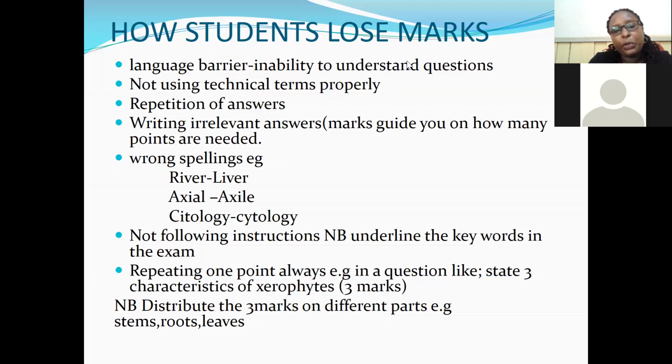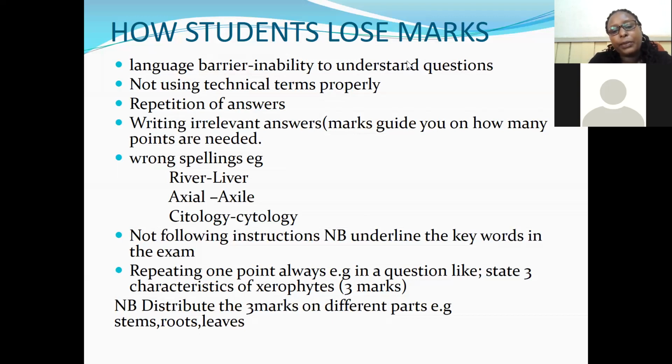Then another way in which we have students losing marks is by not following the instructions given. If the question is telling you to state, or explain, or even describe, once the learner gets the question, he or she should go ahead and underline the keywords in each and every question. There are those keywords which are going to guide you on how to answer the question.